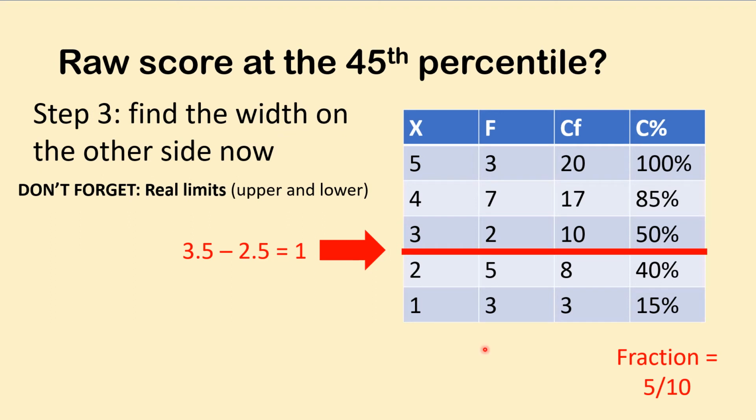The next step now is to switch gears and move to the other side of the table. We figured out the fraction for this side of the table, but now we need to move to this side of the table to find the width of this interval. And as I was previously mentioning, when it comes to raw scores in a frequency distribution table, they have real limits. So in this situation, instead of subtracting 3 from 2, we're actually going to subtract 2.5 from 3.5 to get a value of 1.